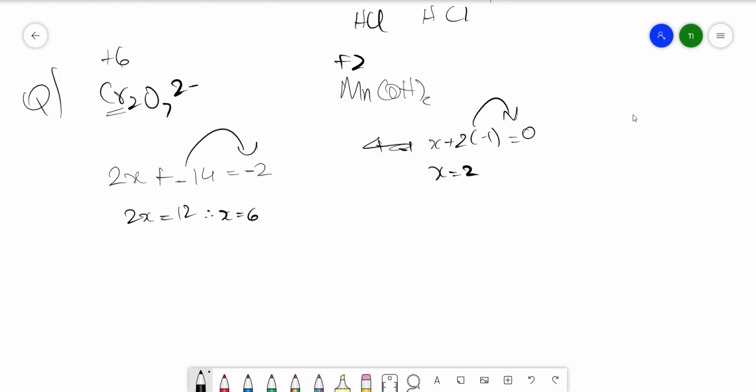Let's do a slightly more difficult one. K2Cr2O7, no, that is what we basically did. KMnO4, right? So what is the oxidation number of Mn? Well, in KMnO4 the K has +1, so let's just take the ion instead, MnO4 minus. So x plus 4 times -2 is equal to -1. So x would be -1 plus 8, so 7. So the oxidation number of Mn is +7.